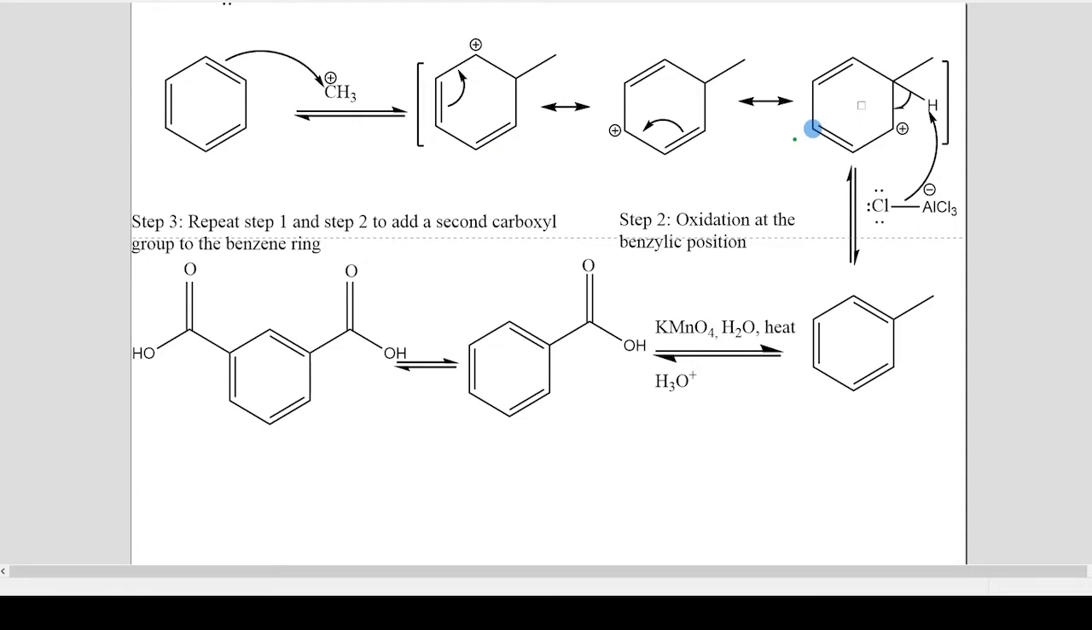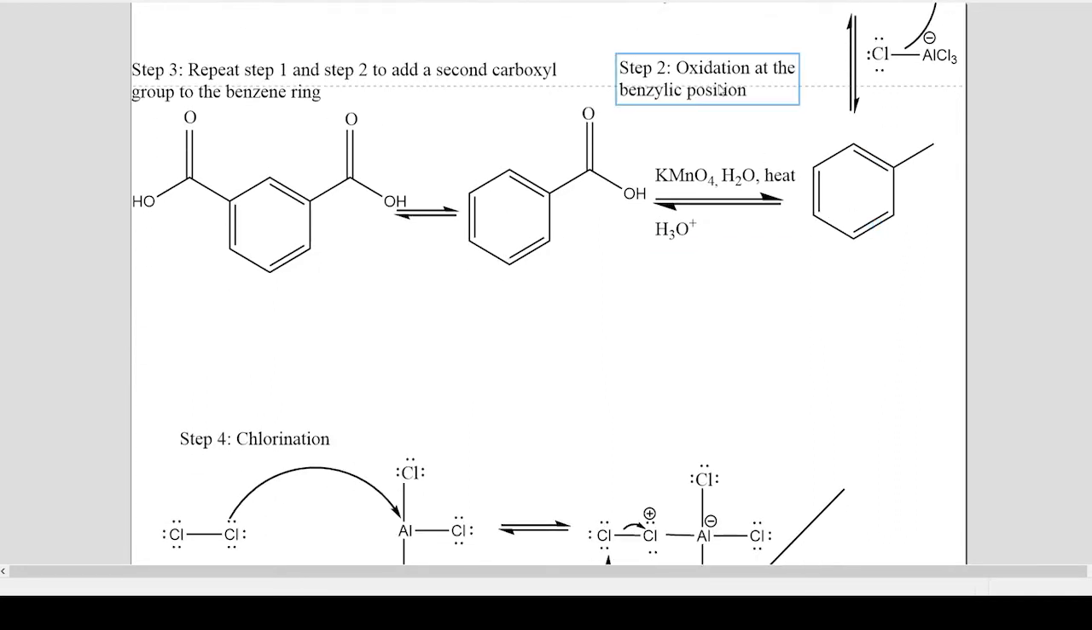The sigma complex is deprotonated, restoring aromaticity. This proton is being taken away. This bond is going in here, forming a double bond. The ring now has 3 double bonds, 3 double bonds like before. So it is again aromatic.